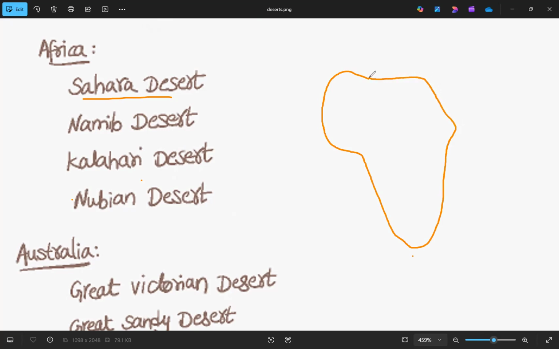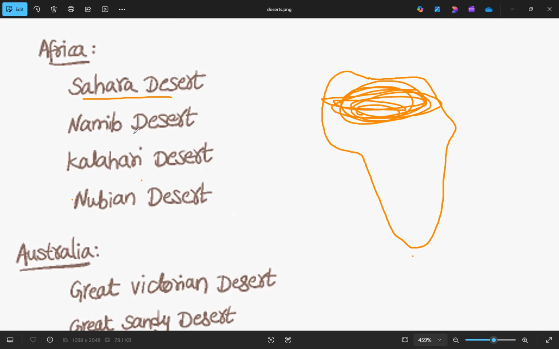If you think this is Africa, it is spread over all here, northern part. So here the countries are Morocco, Algeria, Tunisia, Libya, Egypt, Niger. Niger is different from Nigeria. So in Niger we have Sahara Desert, and Mali, Mauritania, Chad, Sudan, Eritrea. So these are the countries where Sahara Desert is spread over.